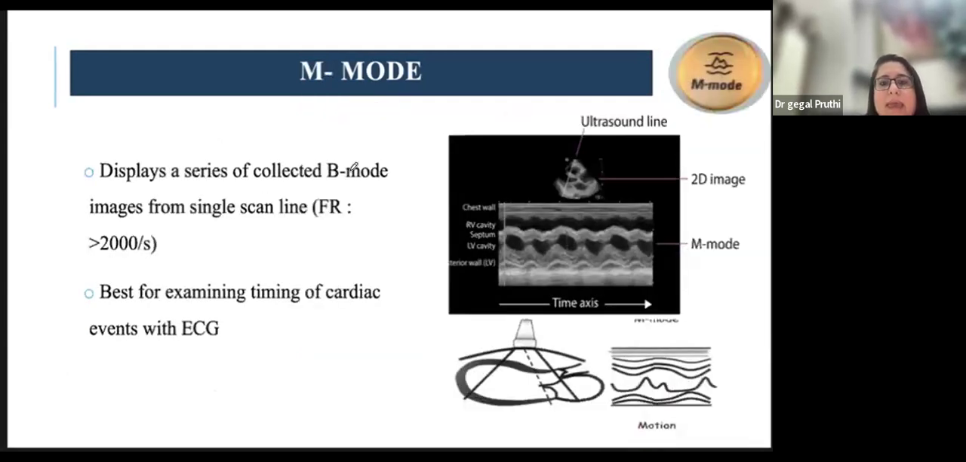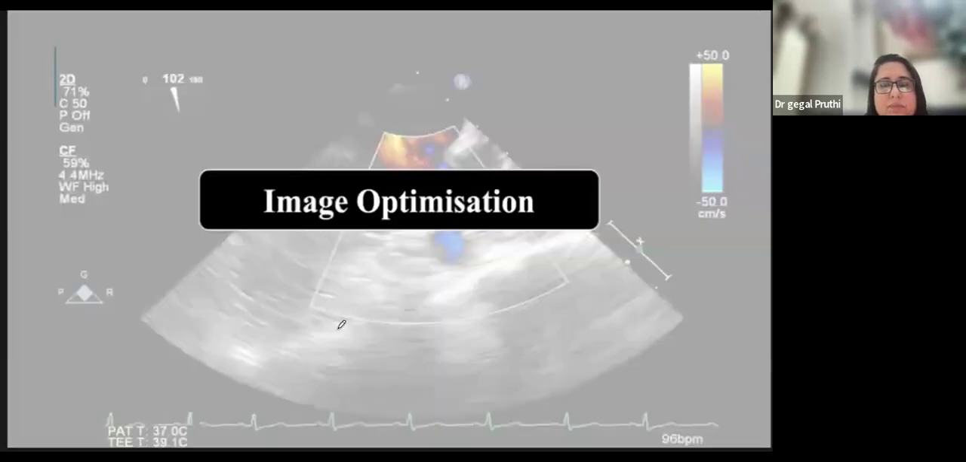Coming to the M mode, it displays superior dynamic motion and temporal resolution, as it is a series of collected B mode images from a single scan line. So you have a single scan line. Therefore, you will have higher temporal resolution in the M mode. The frame rate here is more than 2000 per second. Therefore, it is very good for examining the timing of cardiac events with the ECG.